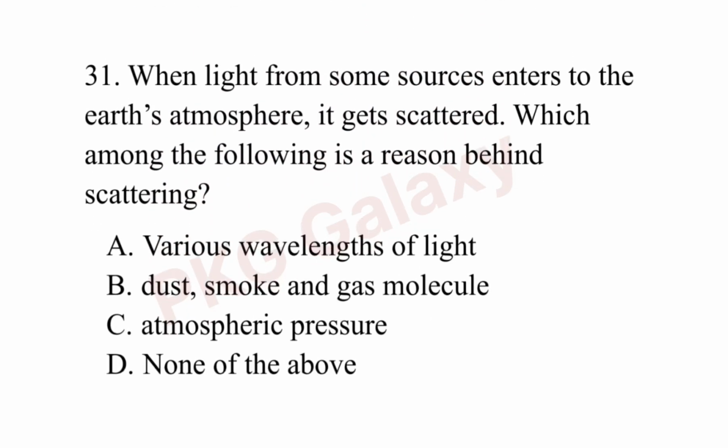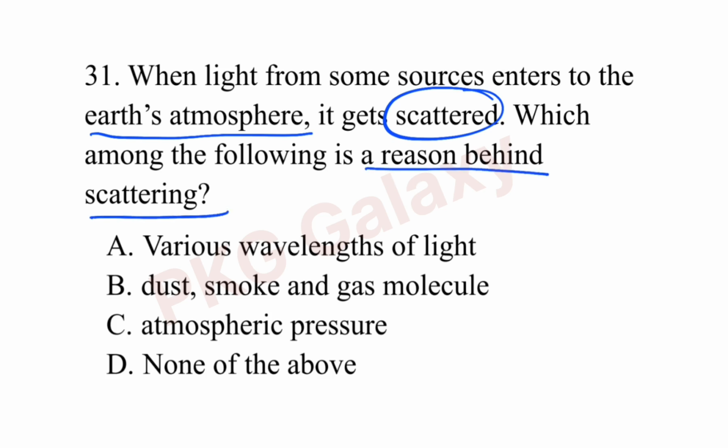Next question. When light from some sources enters the earth atmosphere, it gets scattered. Which among the following is the reason behind scattering? Option A, various wavelengths of light. Option B, dust, smoke and gas molecule. Option C, atmospheric pressure. And option D, none of the above. So the correct answer is option B, dust, smoke and gas molecule.